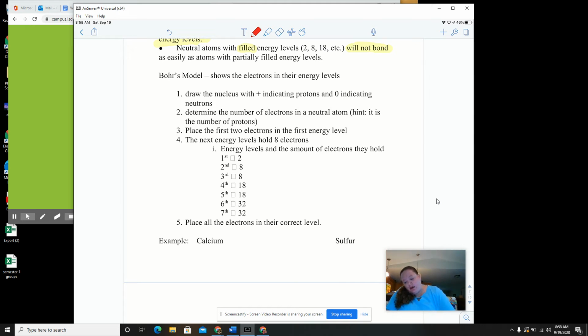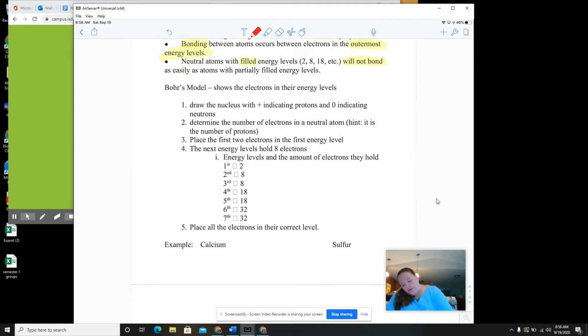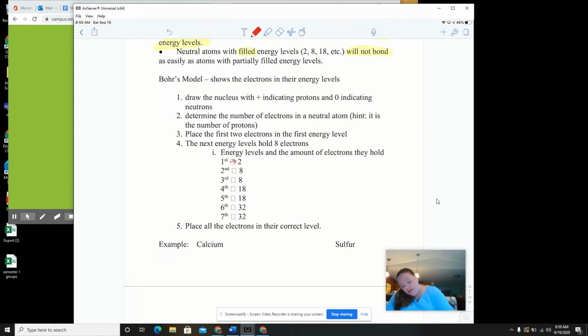Okay. So we determine the nucleus, and draw protons and neutrons. Determine the number of electrons: in a neutral atom it is the same as the number of protons. Place the first 2 electrons in the first energy level. The next energy level holds 18. And I've got the energy levels and how many electrons they fill, and place all the electrons in their correct energy level. So here's what I've got here. These are the max number of electrons in each energy level.